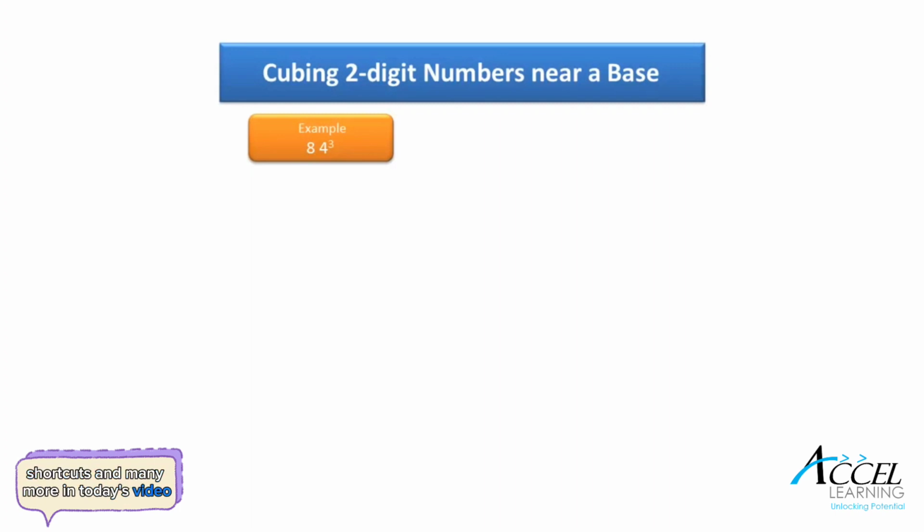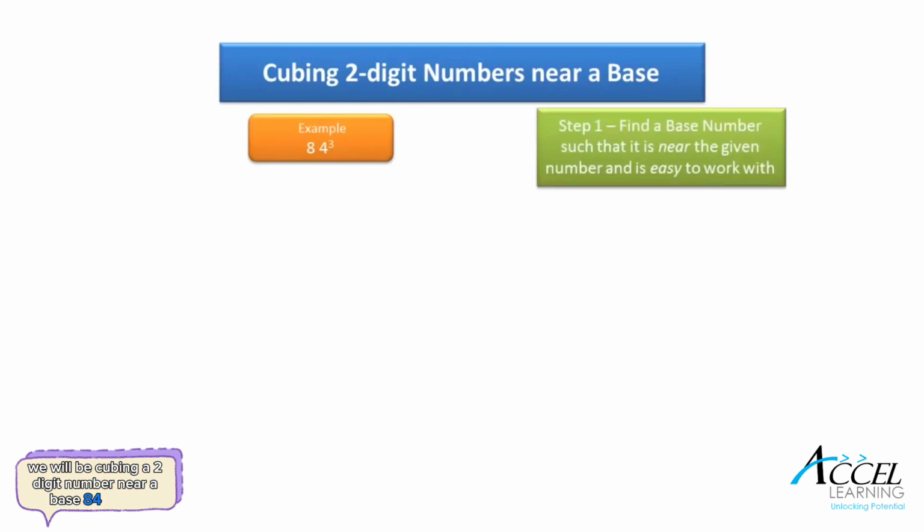In today's video, we will be cubing a two-digit number near a base. 84 cubed. Step 1. Find a base number such that it is near the given number and is easy to work with. The base number of 84 is 80.